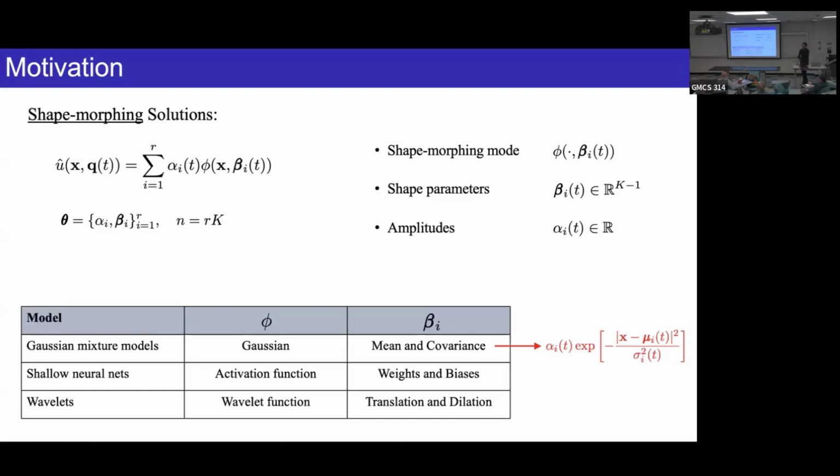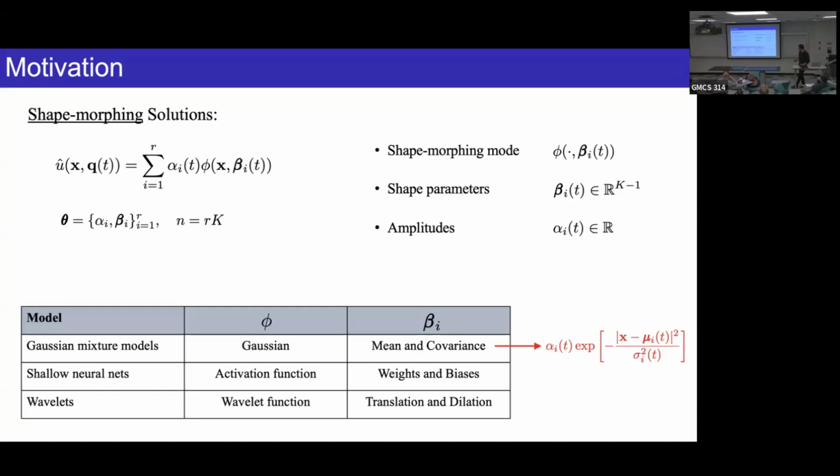Let me give you a couple of examples that are actually pretty tangible, and people have used them in various contexts before. Gaussian mixture models are an example of these, where phi is a Gaussian, and the shape parameters are the mean and covariance of the Gaussian. Now, in Gaussian mixture models, you usually train your model and you fix the mean and the covariance, and they never change in time. What is different here with shape-morphing modes is that we allow the mean and the covariance to evolve over time as well. I'll tell you a little bit later how I evolve them, but for now, accept from me that they are time-dependent parameters.